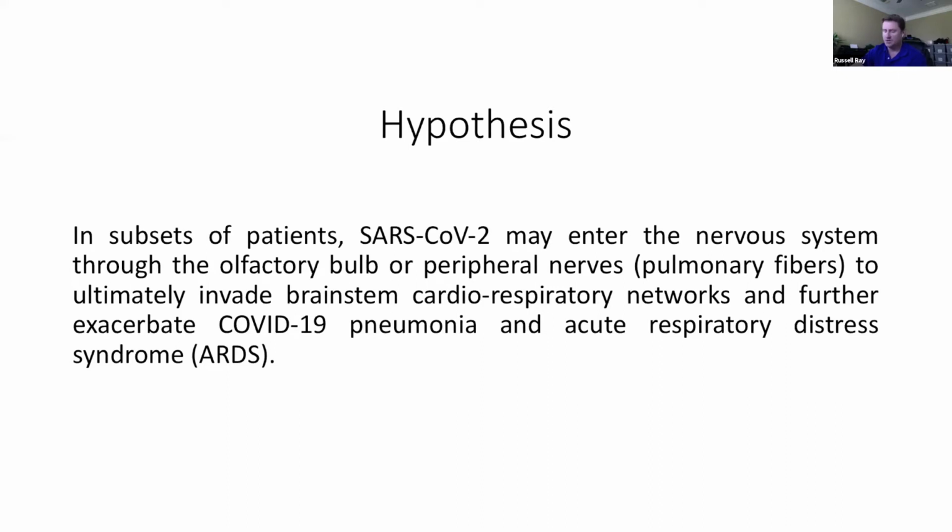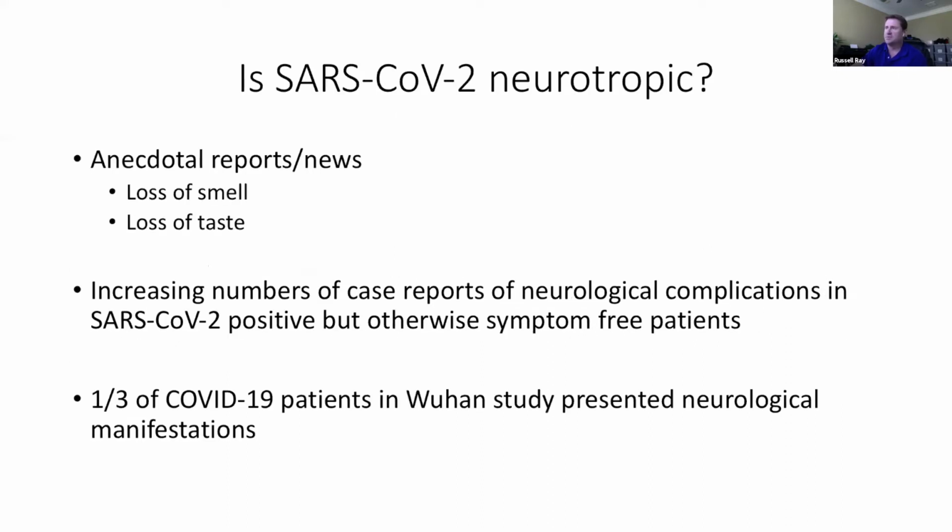And we want to model this in the mouse. And as I was saying, the first question in trying to model this in the mouse is whether or not SARS-CoV-2 is neurotropic. And there is quite a bit of evidence that it in fact is. Of course, there are the anecdotal reports. There are increasing numbers of case reports of neurological complications with SARS-CoV-2, positive results that, interestingly enough, are otherwise symptom-free. And this is not talking about the silent hypoxemia or silent pneumonia.